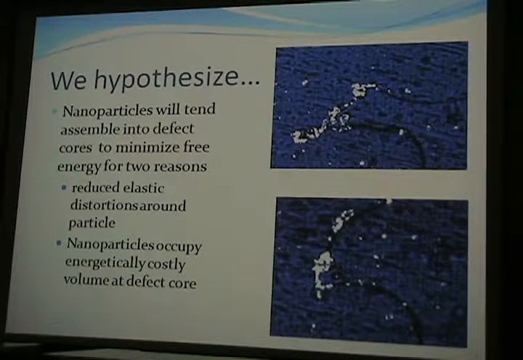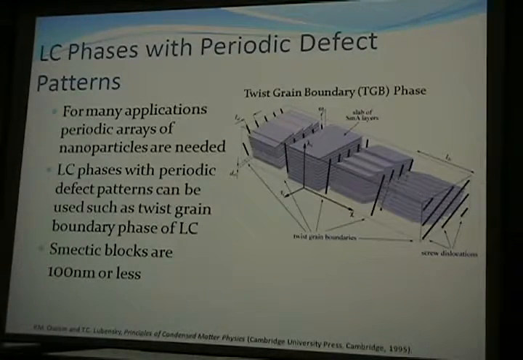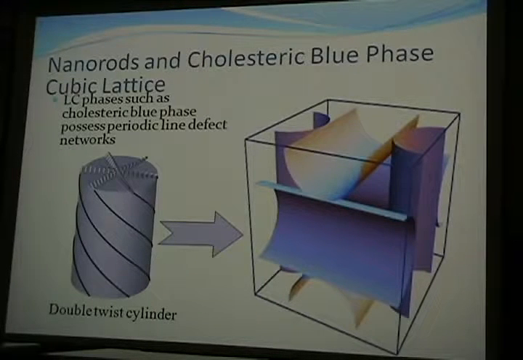But for the applications that I mentioned in our motivations, usually we need this periodic arrangement of nanoparticles. And to accomplish this, we're interested in liquid crystal phases that show periodic defect patterns. One such phase is the twist grain boundary phase, and in this phase, symmetric blocks are separated by 100 nanometers or less by these screw dislocations. And that's one such phase. Another such phase with these periodic defect patterns is the blue phase, which we heard about earlier, so I won't go too much into it.